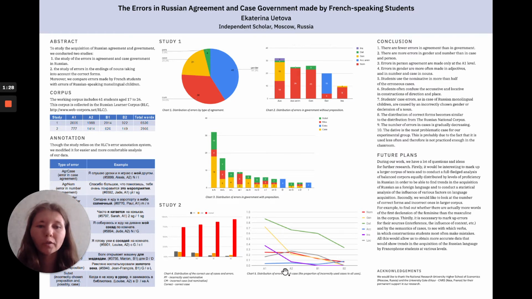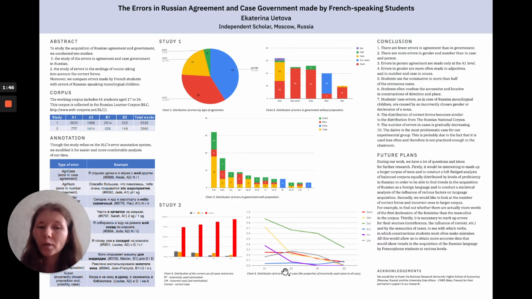From chart 2, we can conclude that most often students replace the necessary case with the nominative. Instead of the accusative case, students tend to use the genitive, and instead of the dative, they use the accusative of animate nouns, which coincides with the genitive.